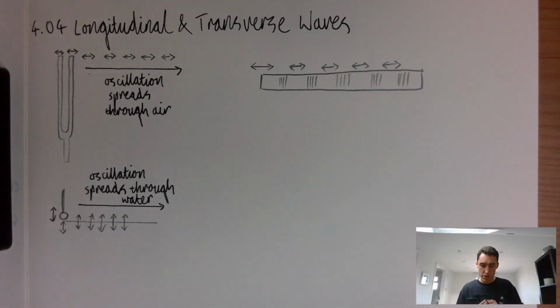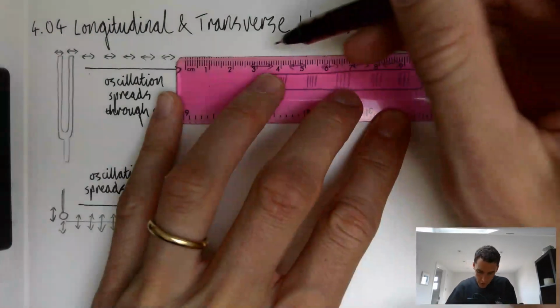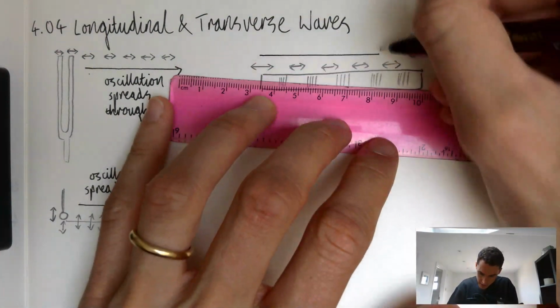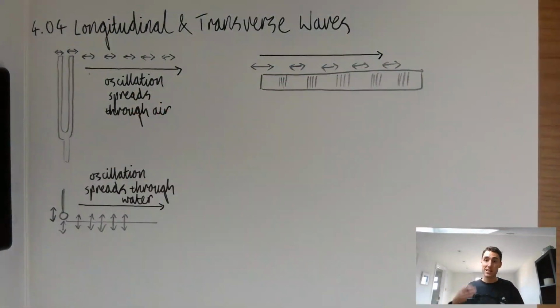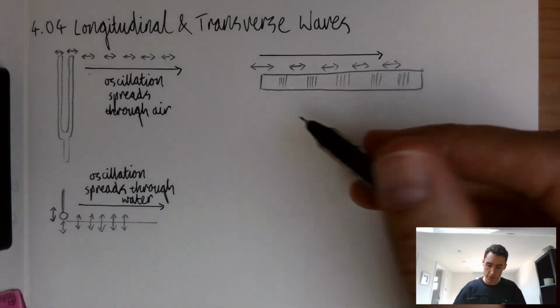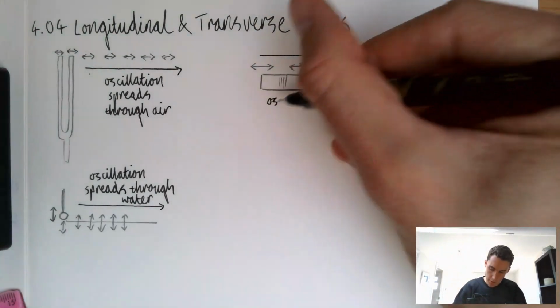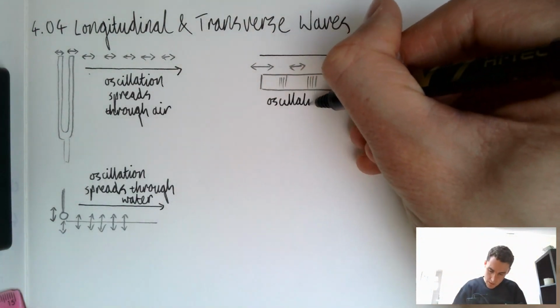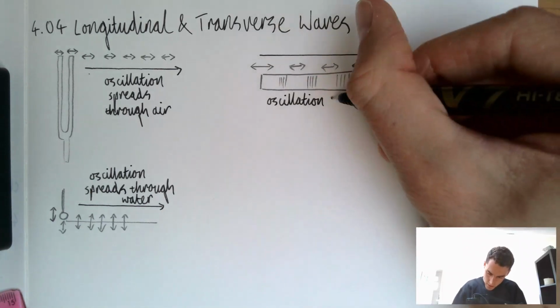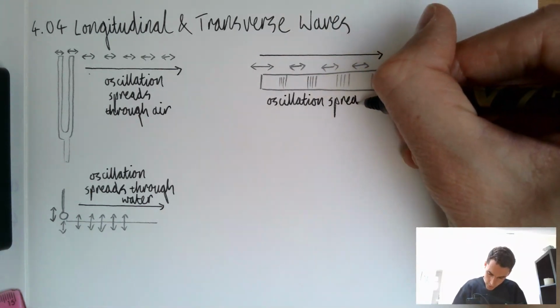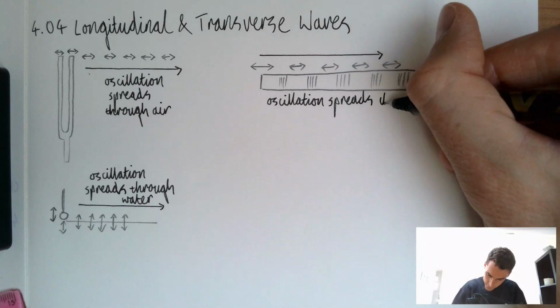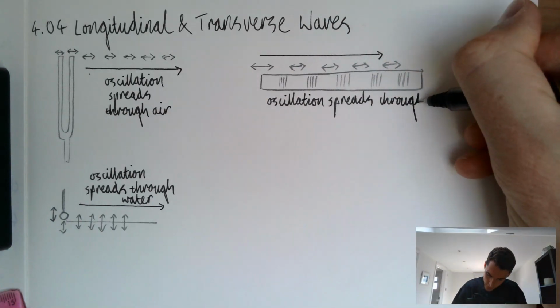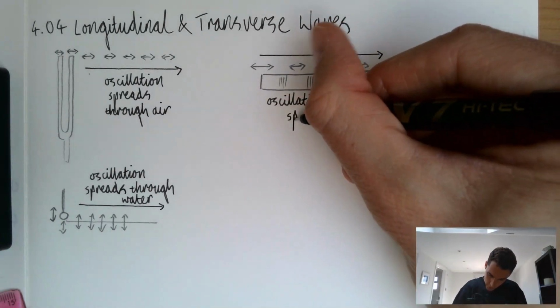And again, just to really drive the point home, this is why a demo is really good, because you can see this. It's a lot easier to see it in a real demo than in a diagram. But I'm going to put: oscillation spreads through the slinky, through the spring. I'll put through spring.